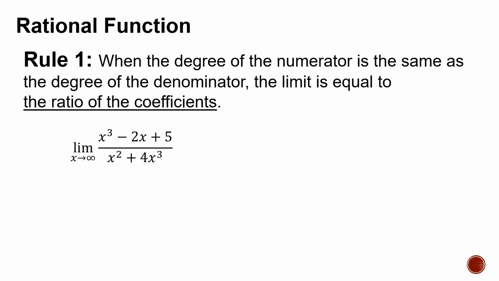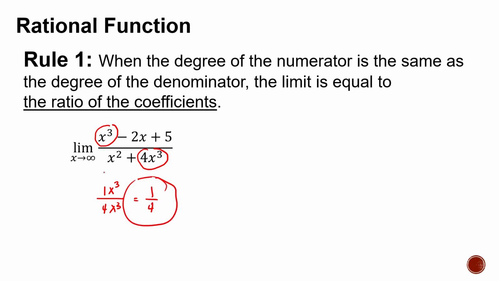So for example, x raised to 3 minus 2x plus 5 over x squared plus 4x raised to 3. The leading term for the numerator is x raised to 3. For the denominator, it is 4x raised to 3. Okay, those are the highest exponents in the respective places. So the coefficient of x raised to 3 is 1. The coefficient of 4x raised to 3 is 4, right? So the answer is 1/4.